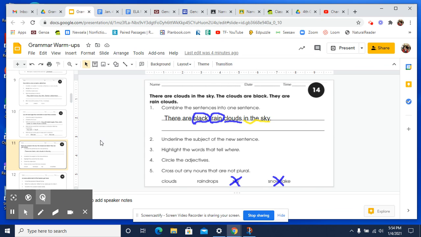Make sure that you check over your work and that you have made all of your corrections. Enjoy the rest of your day.